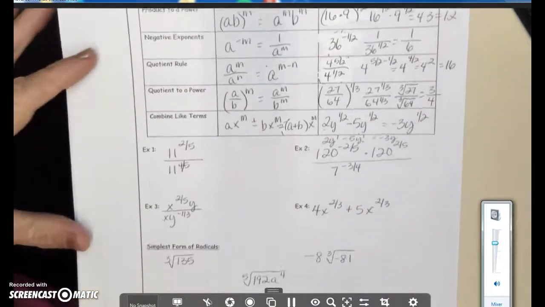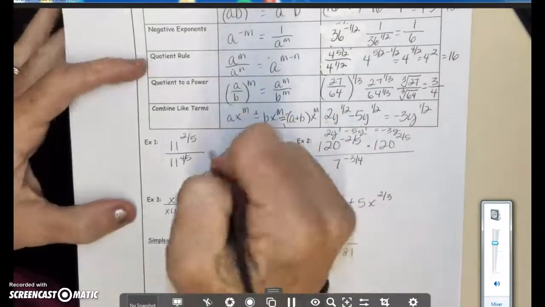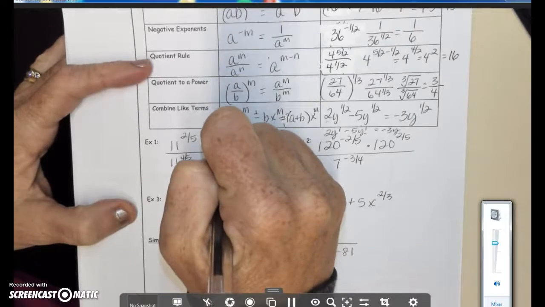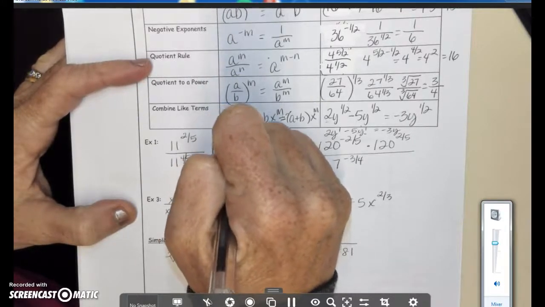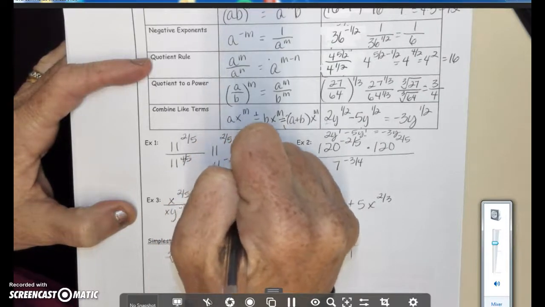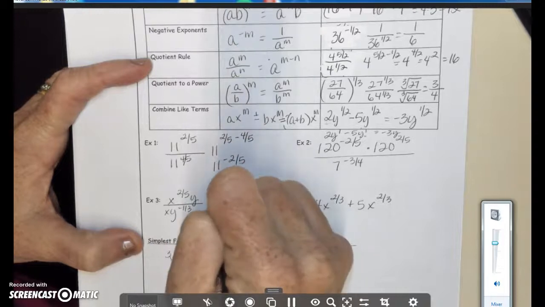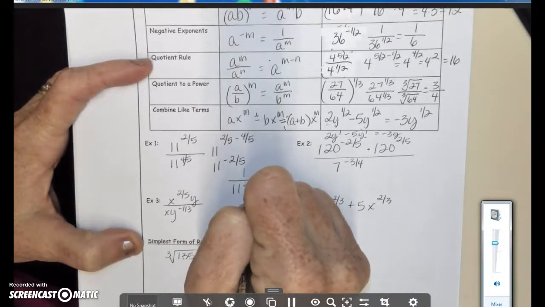All right, so let's work through some examples. Here I've got same base, so I know I can subtract those exponents. So I have 11 to the 2/5 minus the 4/5. That gives me 11 to the negative 2/5. When I have a negative exponent, it means I need to take the reciprocal of the base, which would be 1 over 11 to the 2/5.